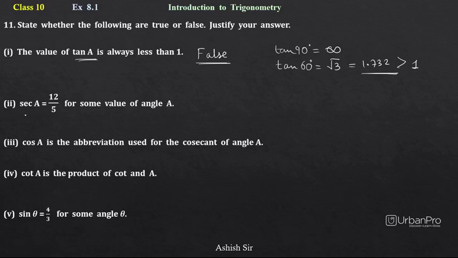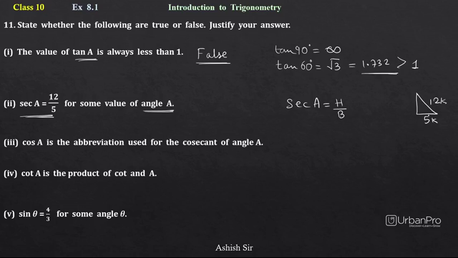Coming to the second one, sec A is 12 by 5 for some value of angle A. Now 12 by 5, if we check out the sec, it is the reciprocal of cos. Cos is base by hypotenuse, and sec will be hypotenuse by base. So with that thing, hypotenuse becomes 12 and base becomes 5.